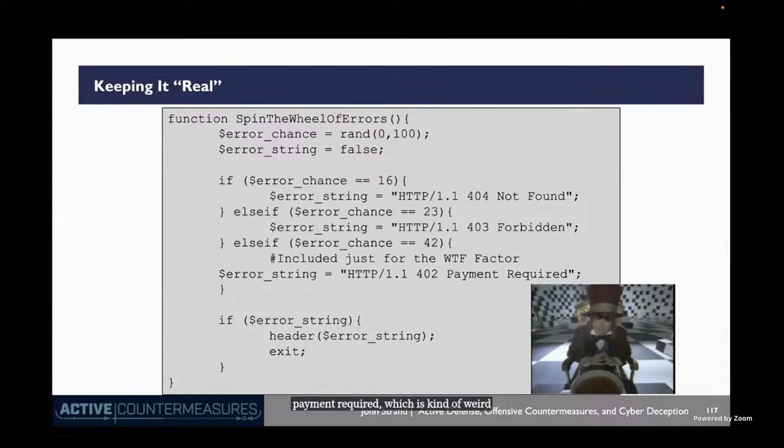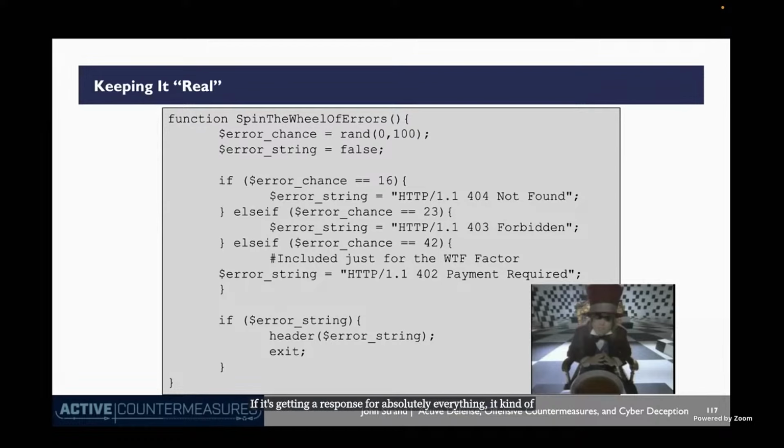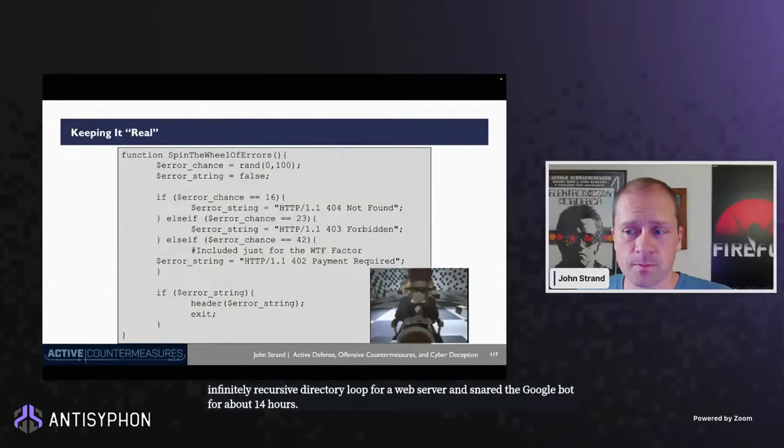Now, the reason why it actually does that is because a lot of the different servers that are out there, a lot of the different testing tools, if it's getting a response for absolutely everything, it kind of shuts down and stops crawling at that particular point. By incorporating things like the wheel of errors, it actually throws some randomness into it. That'll keep those crawlers entangled as much as you possibly can. It also has the capability of telling certain crawlers like Googlebot, MSNbot, that you can just stop crawling. And the reason why that's critical is a long time ago, somebody that basically worked with his team to create an infinitely recursive directory loop for a web server ensnared the Googlebot for about 14 hours. Don't know who that was.